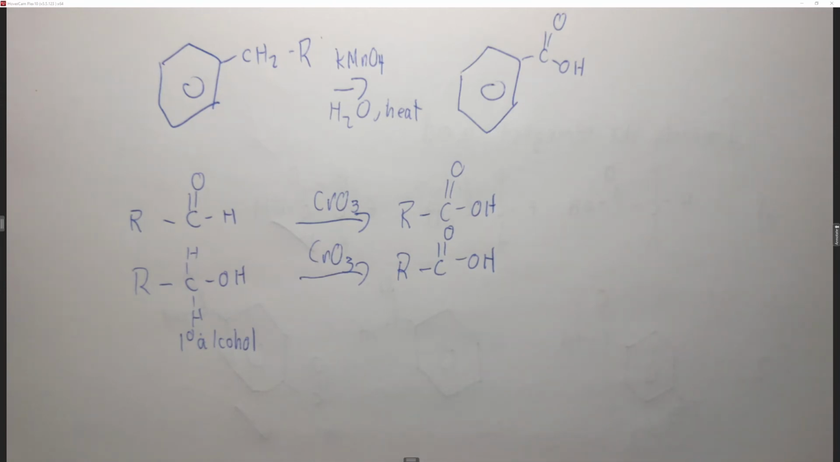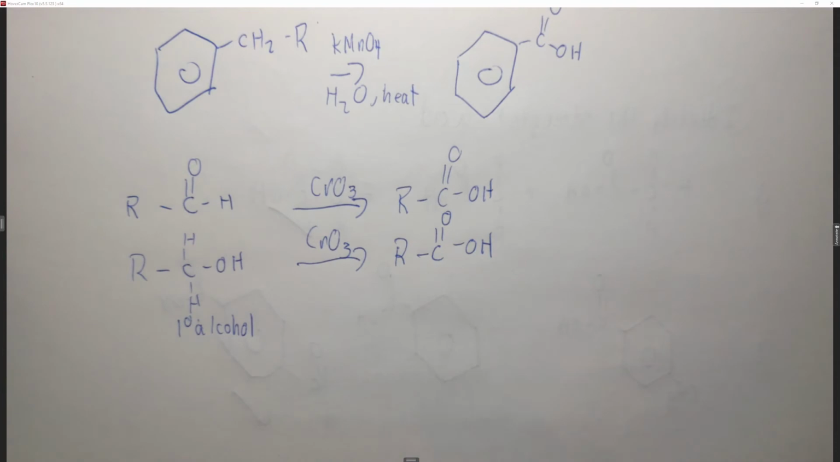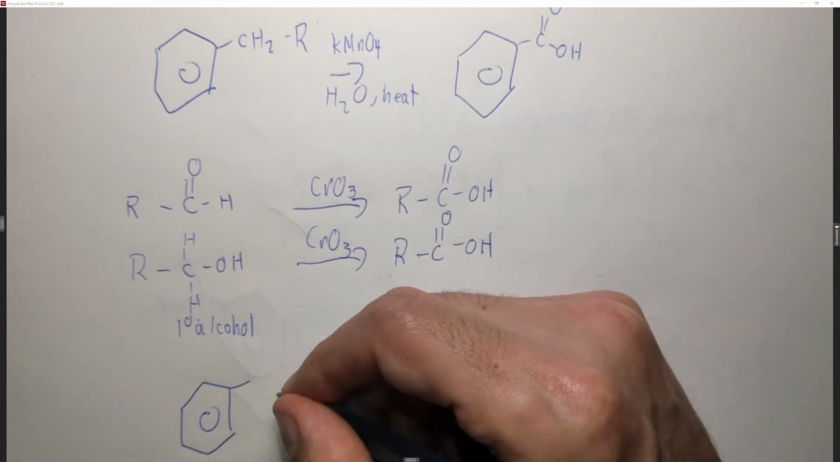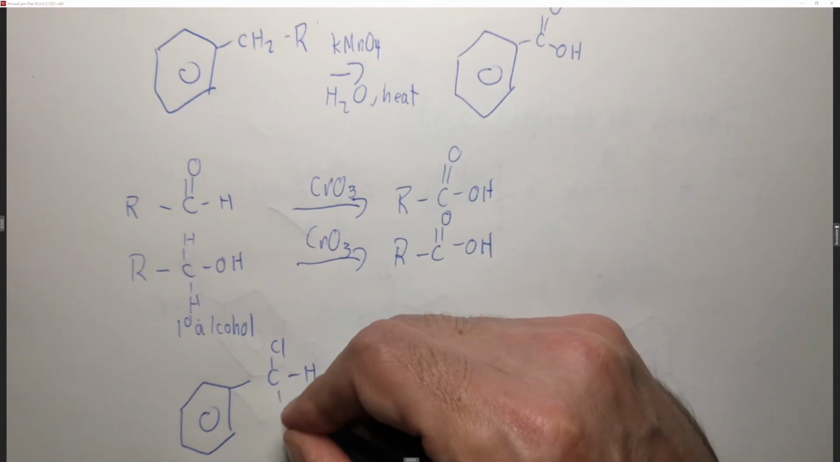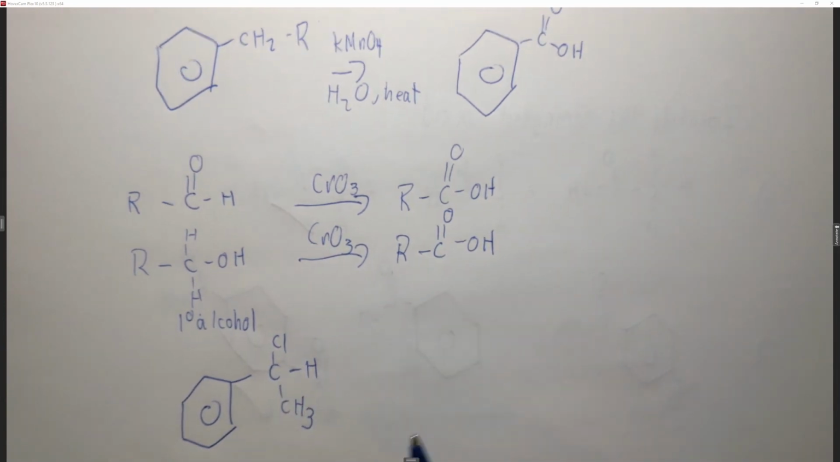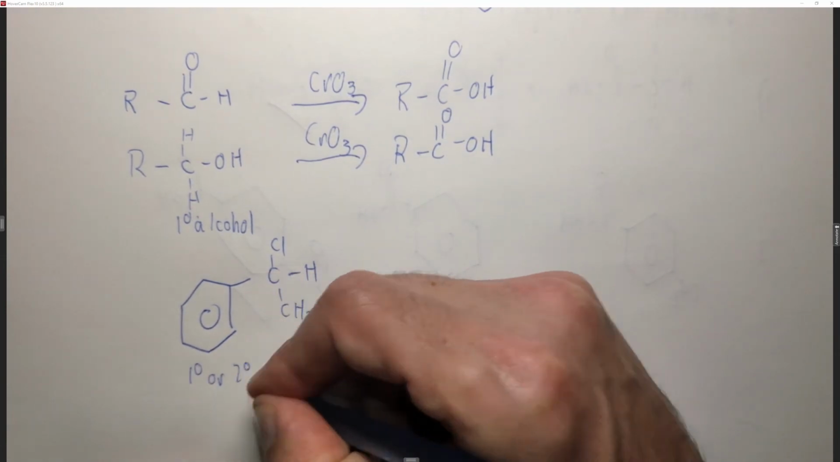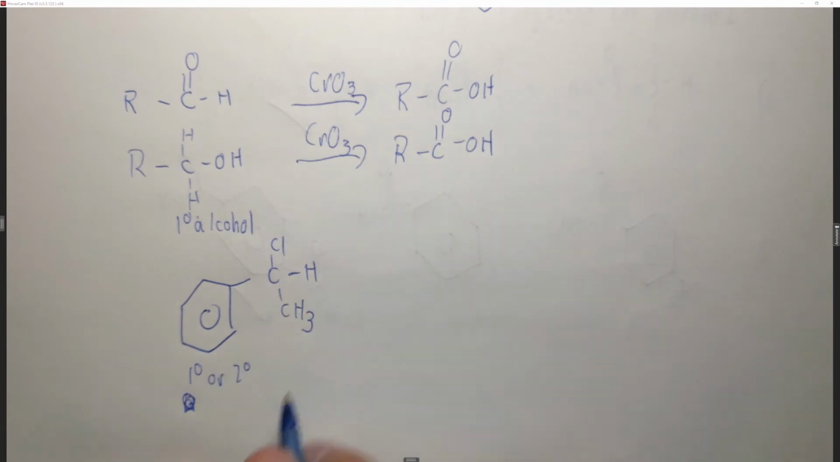There's a couple of other things we can do in order to make carboxylic acids. And one of them involves a nucleophilic substitution reaction. So if we have something like this, a C bond Cl bond H bond CH3, I move this up, it needs to be a primary or secondary alkyl halide, but it has to be primary or secondary.